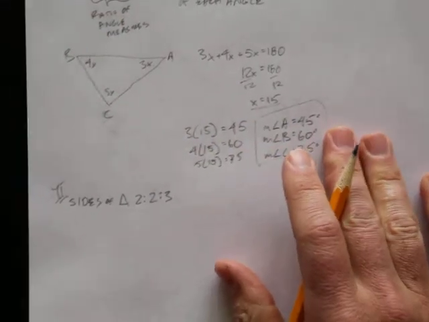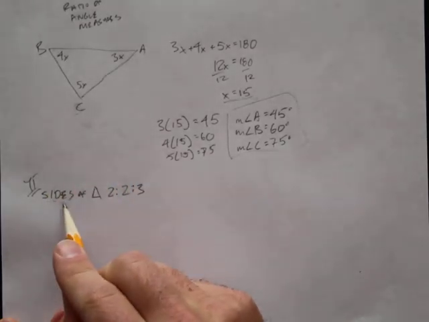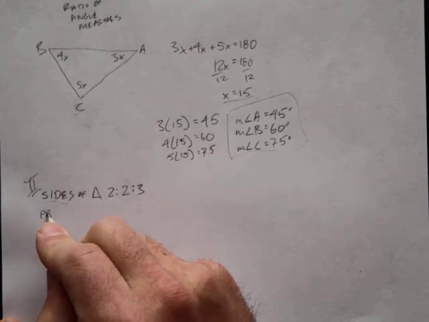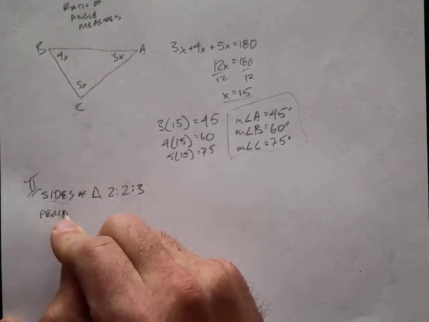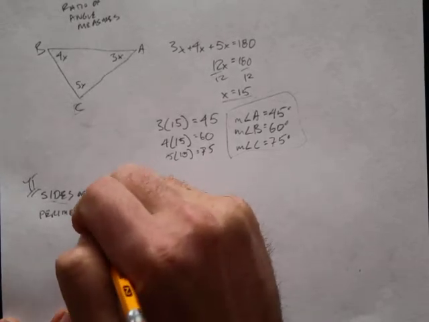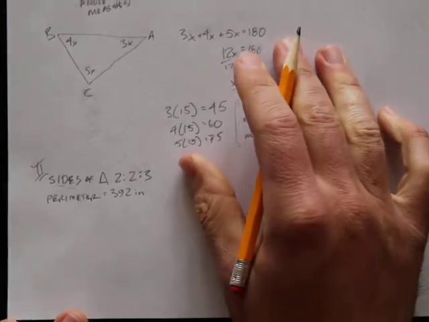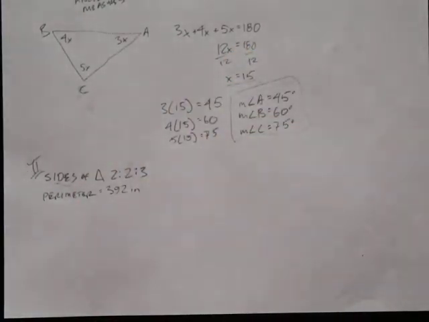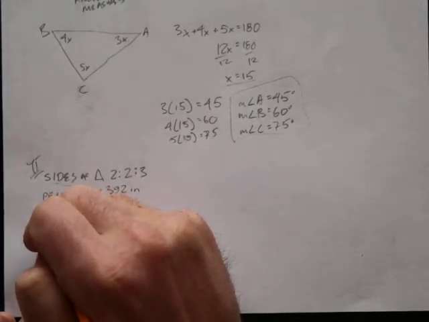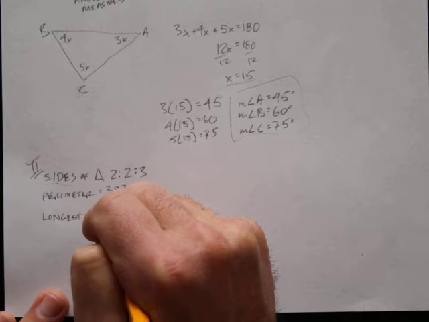Two to 3. The perimeter, so these are the sides. We're not talking about angles this time, we're talking about sides. The perimeter, remember, is all the sides added up. Perimeter is all the sides added together, and that is 392 inches. Now I want to know the measure of the longest side.